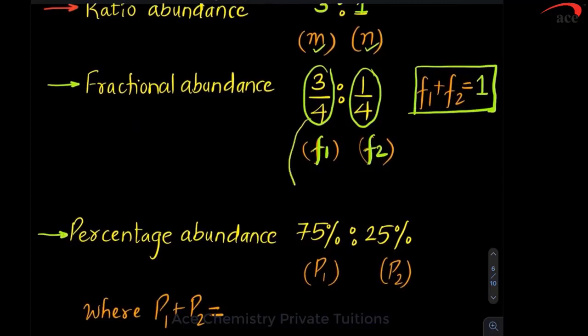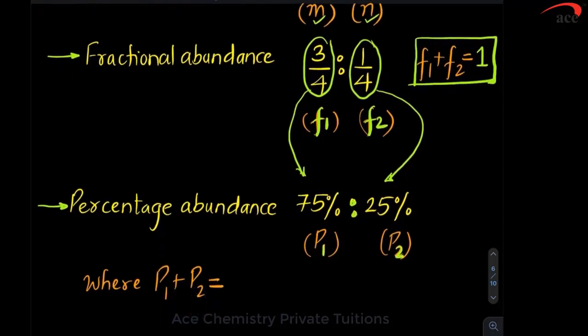Percentage abundance. You know, 3/4 is what? 75%. Yes. And 1/4 is what? 25%. So if you want to write the same data, you can write 75% to 25%. One is P1, the other is P2, where P1 and P2, if you add together, is 100.